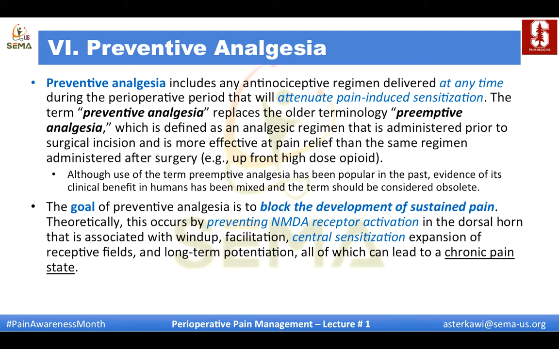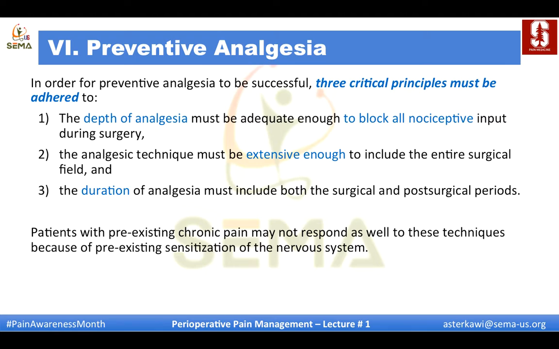So the goal of preventive analgesia is to block the development of sustained pain. Theoretically, this occurs by preventing NMDA receptor activation in the dorsal horn that is associated with the wind-up, facilitation, central sensitization, expansion of the receptive field, and long-term potentiation, all of which can lead to a chronic pain state.